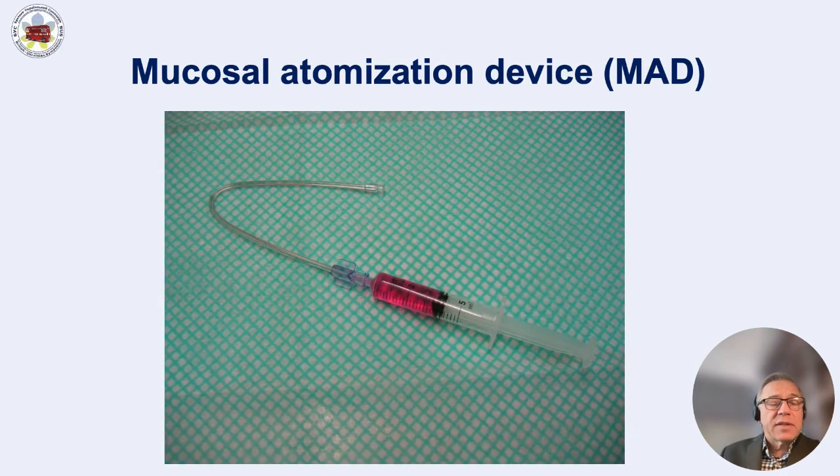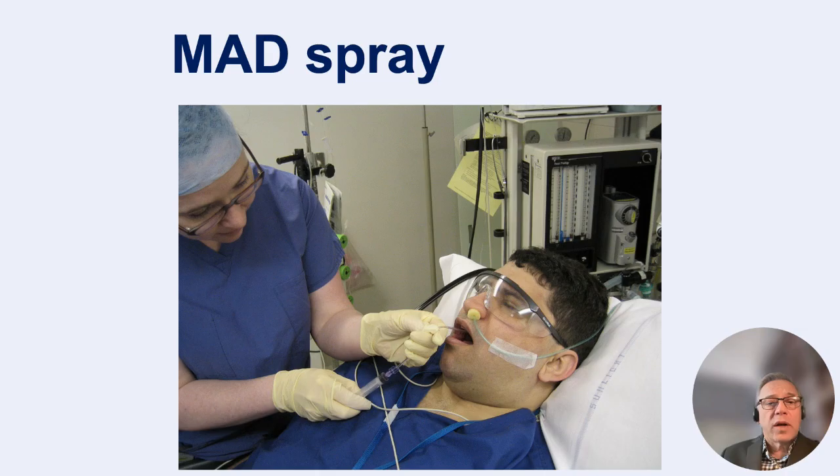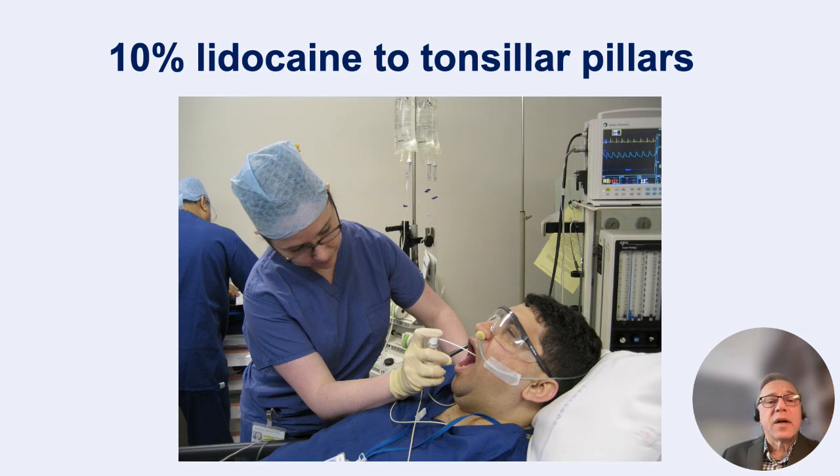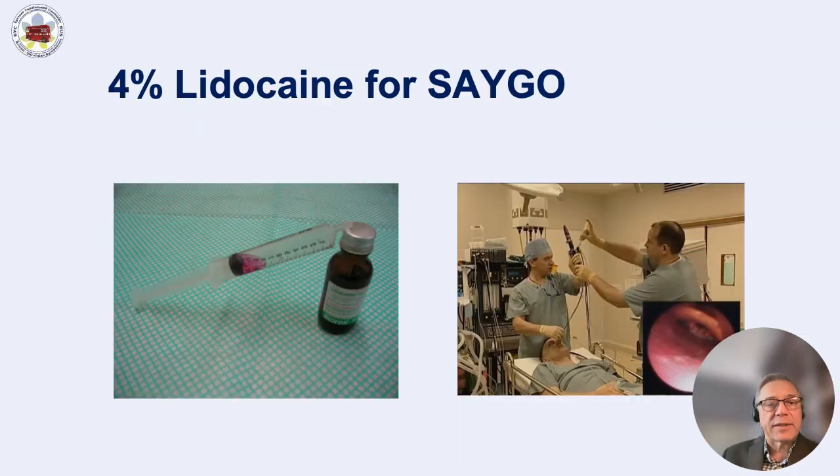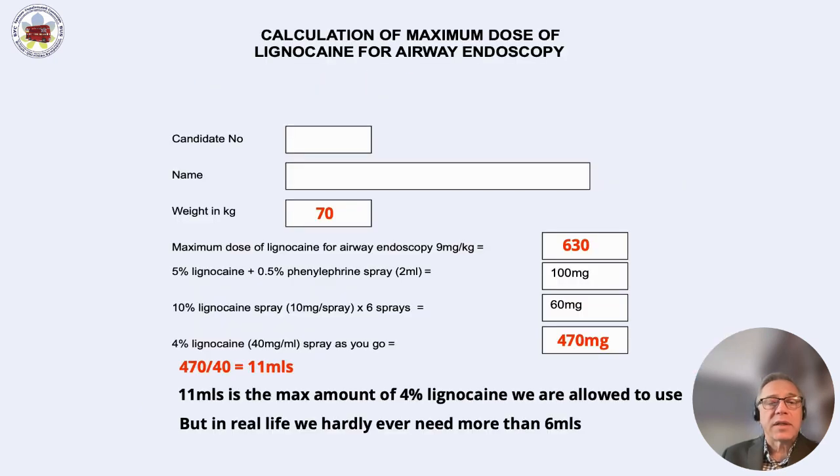The mucosal atomization device is the device that I showed you before. We use it to spray on the tonsillar pillars and the back of the tongue. You can also use 10% lidocaine if you don't have a mucosal atomization device, to spray on the tonsillar pillars. It comes with a nozzle that will propel the local anesthetic further down. So there are different ways of obtaining the gag reflex. And then it's 4% lidocaine for the SAGO. As you can see, I've drawn 1 ml of air into a 10 ml syringe so that it propels the local anesthetic through the scope.